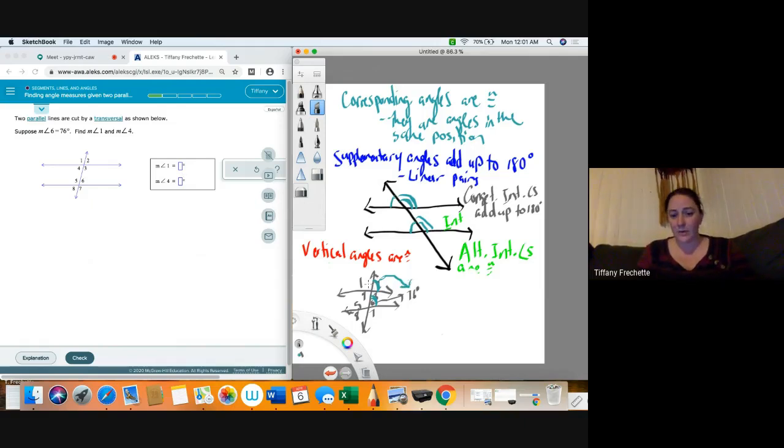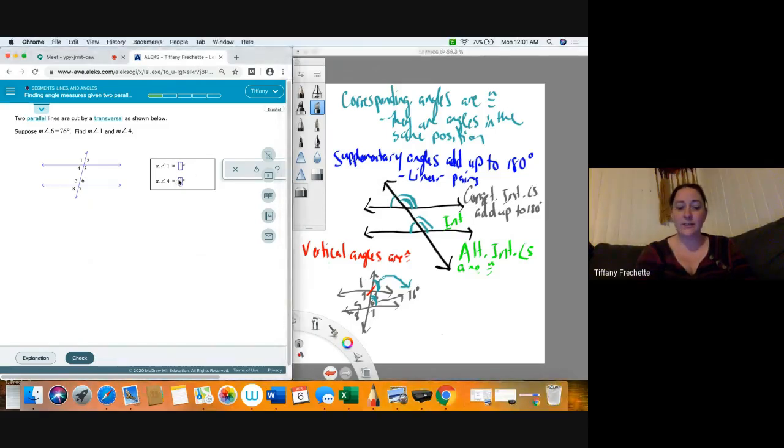And that's convenient to know because once I find that angle 2 is 76 degrees, I can use vertical angles, which they also gave me on that front page, which I wrote in red here. So I can go across the vertical angles, and I know angle 4 then also has to be 76 degrees.